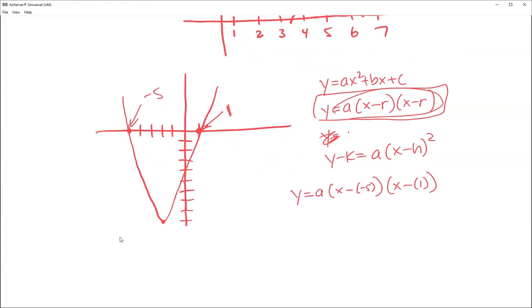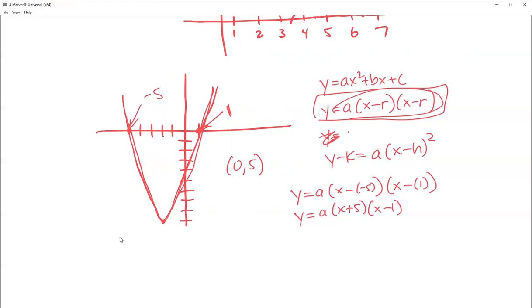All right. This simplifies to y equals a times (x plus 5)(x minus 1). So we're almost done with the factored form. What we need to do is get the a. In order for us to get the a, we plug in any point on this parabola. If you look at a point, the vertex is negative 2, negative 9. We could also plug in 0, 5. It's not on this graph, but on the graph on your worksheet, it goes through 0, 5. Let's plug that in and get the a that way.